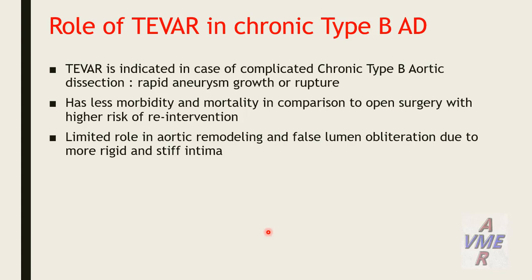Role of TEVAR in chronic type B aortic dissection. TEVAR is indicated in complicated chronic type B dissection, like in cases of rapid aneurysm growth or rupture. It has less morbidity and mortality in comparison to open surgery, with a higher risk of reintervention. We also have a limited role in aortic remodeling and false lumen obliteration due to a more rigid and stiff intima.